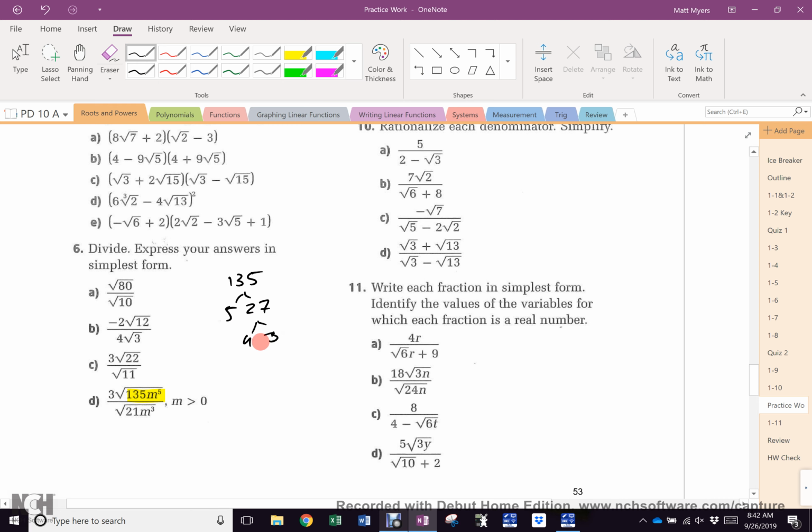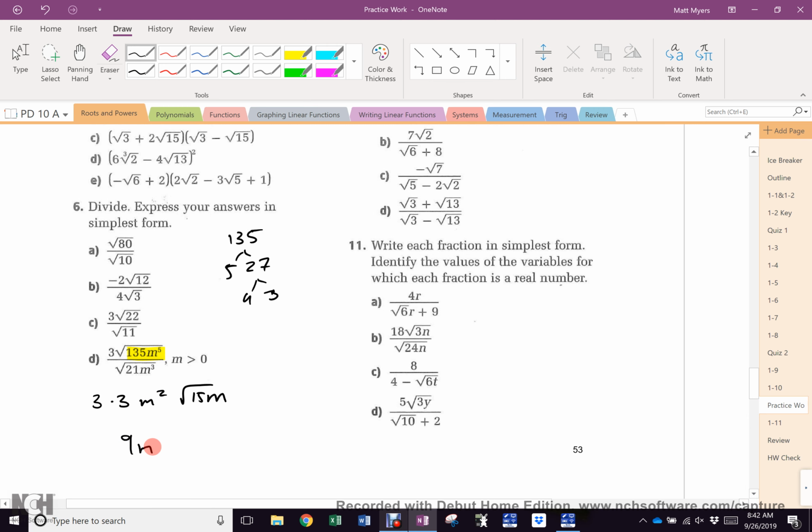Do I stop there? Why? 9's got a perfect square. So what's coming out? 3. What's already out there? So I got 3 times 3. M to the 5. What's coming out? M squared. What's staying in? M. So I got 15M. Yes? What's 3 times 3 times M squared? 9M squared root 15M. What's happening down here? What's coming out? M. What stayed under there? 21M.